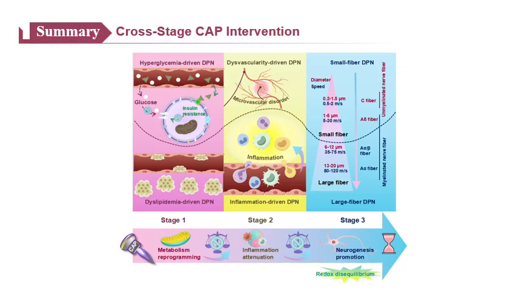This figure summarizes the possible relationship between CAP and the 3 pathological stages of DPN. CAP may contribute to metabolic reprogramming in the metabolic dysregulation stage, inflammation attenuation in the chronic inflammation stage, and neurogenesis promotion in the neuronal damage stage. Its role is not to replace current therapies, but to provide a new research direction for cross-stage, multimodal intervention.